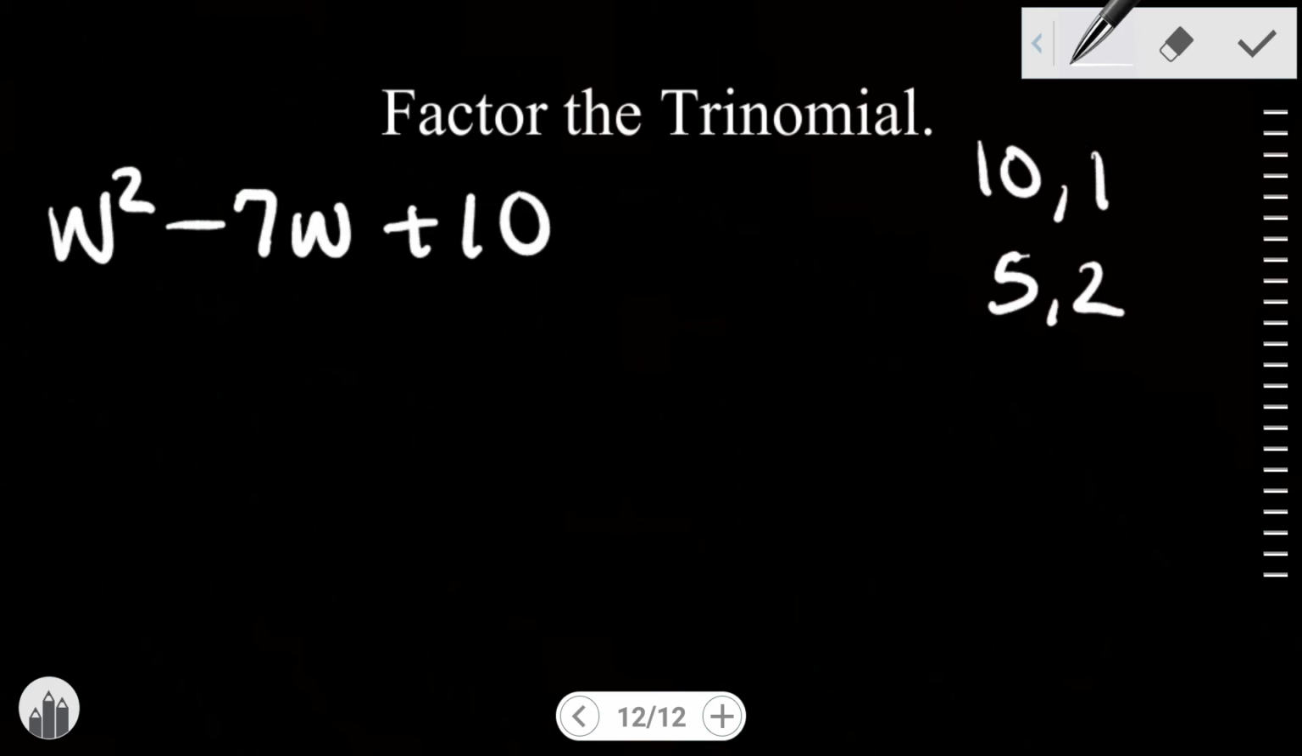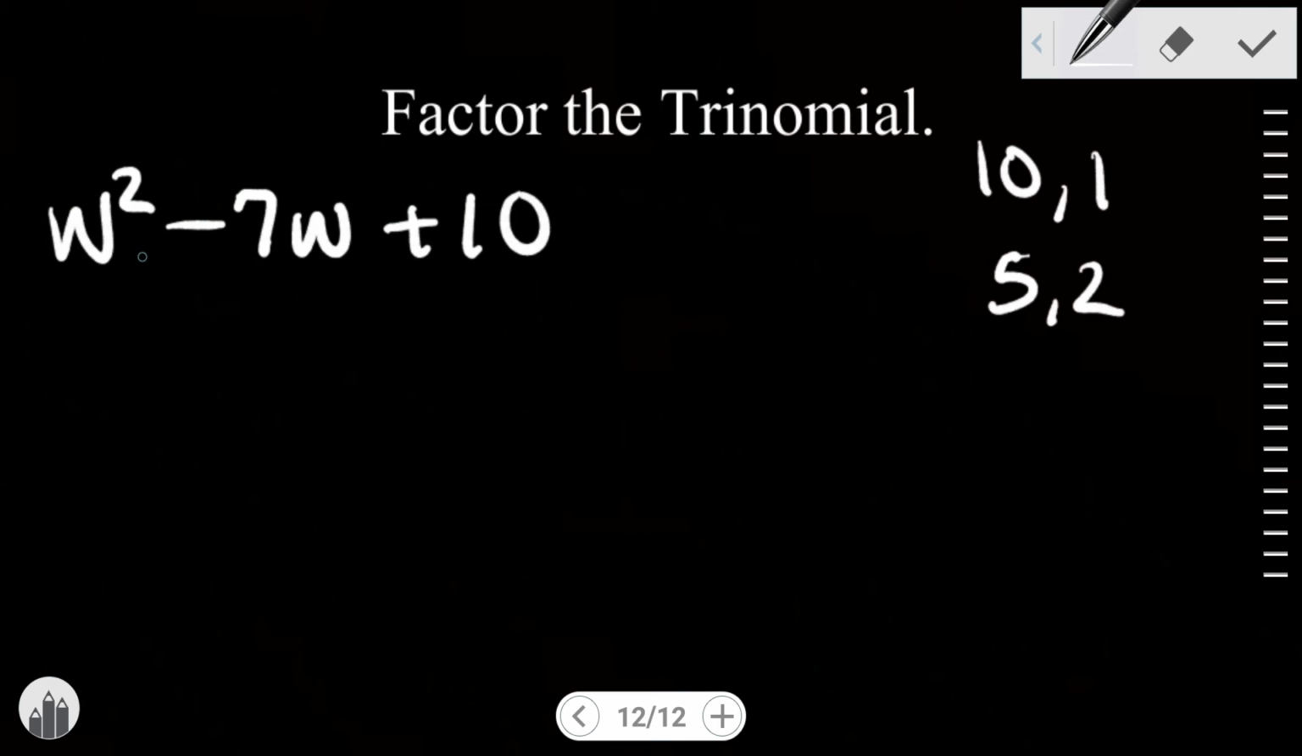10 and 1, if you add those together, would not get you a negative 7. 5 and 2, if they're both negative and you add those together, would get you a negative 7. So those are going to be our factors, and they're both going to be negative.